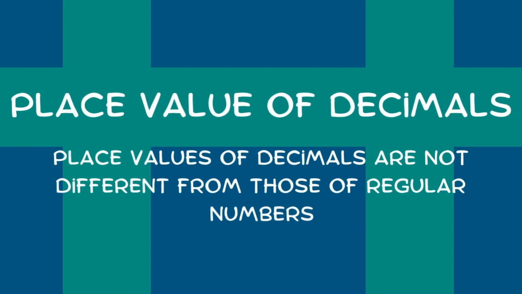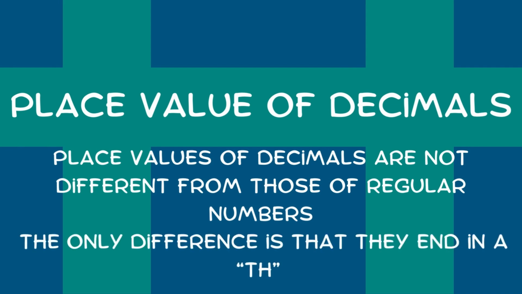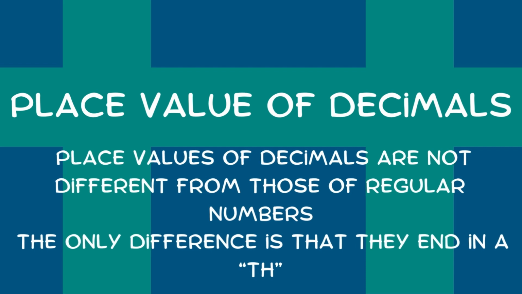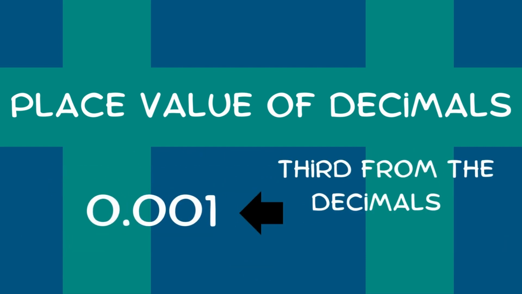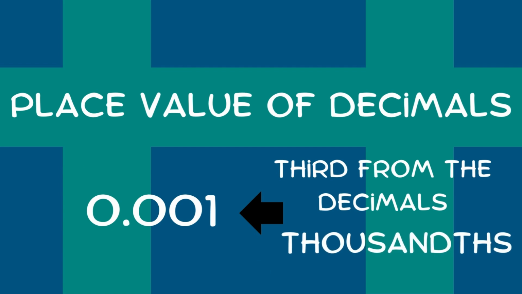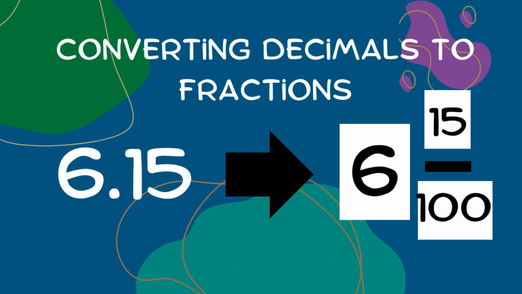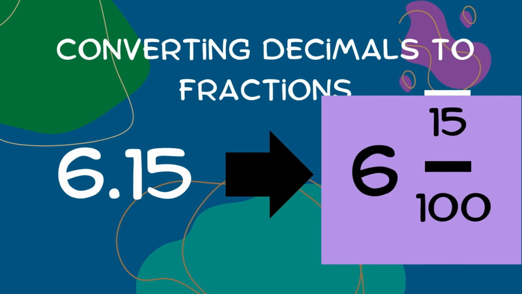Now, the place values of decimals are not any different to those of large numbers. The only difference is that decimal place values end in "th". So, for example, the third place value from the decimal point is called the thousandths. Therefore, 0.15 can be converted to 150 over 1000, which is equivalent to 15 over 100. So, as a mixed number, it can be written as 6 and 15 over 100.